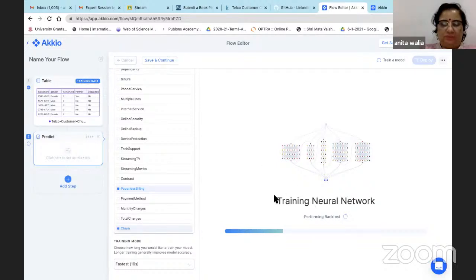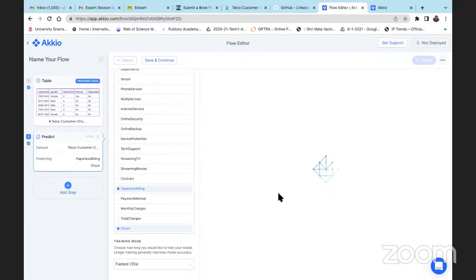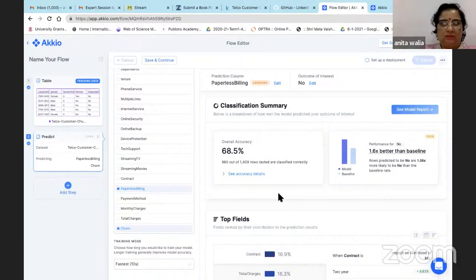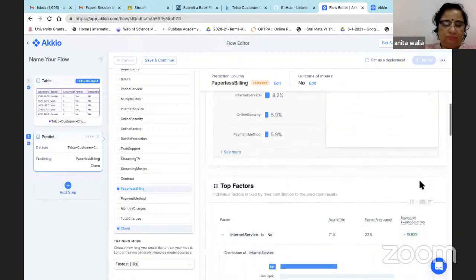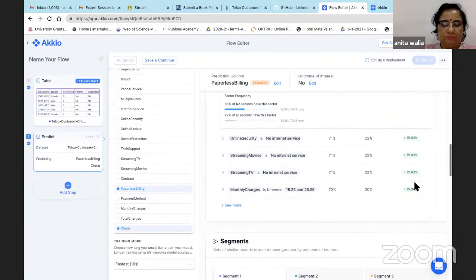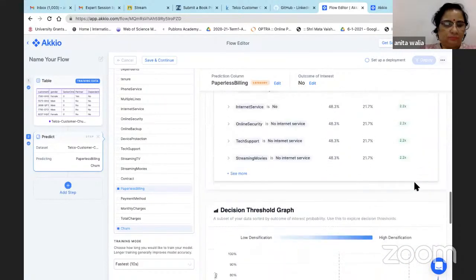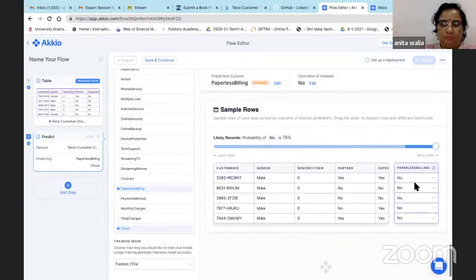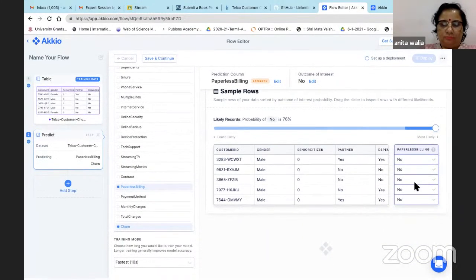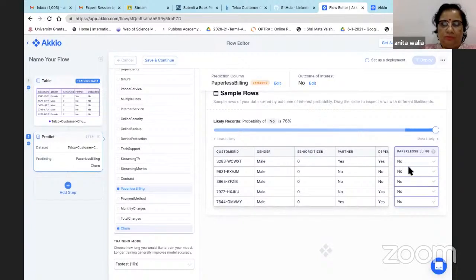You can see the kind of steps it is performing. So it's going to come soon. You can see here the classification which has happened, and the impact of likelihood on no. This has come. Top factors. So it basically predicts that paperless billing is not going to actually mostly result in churning.